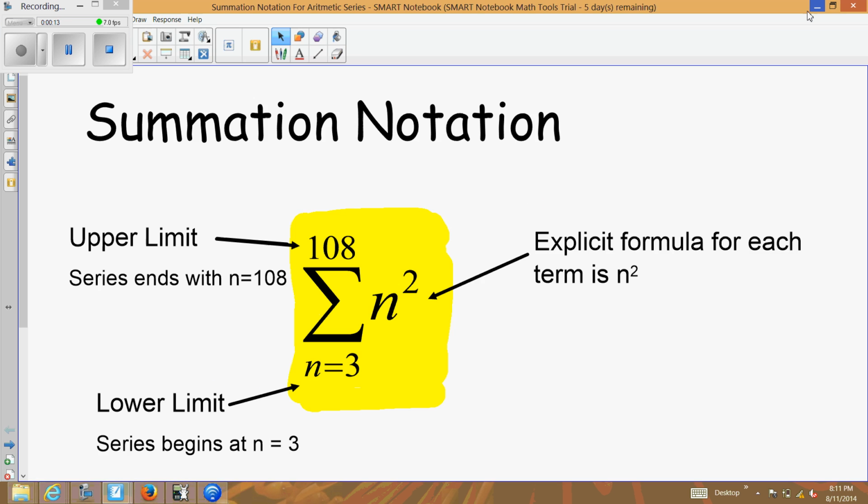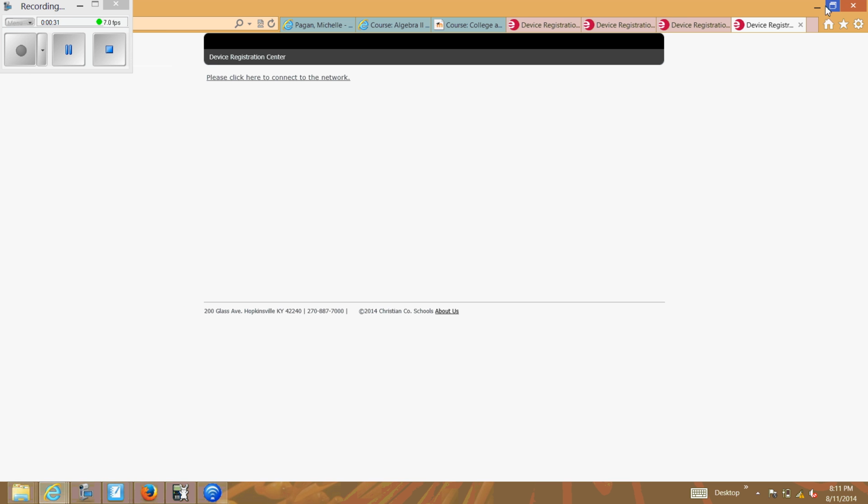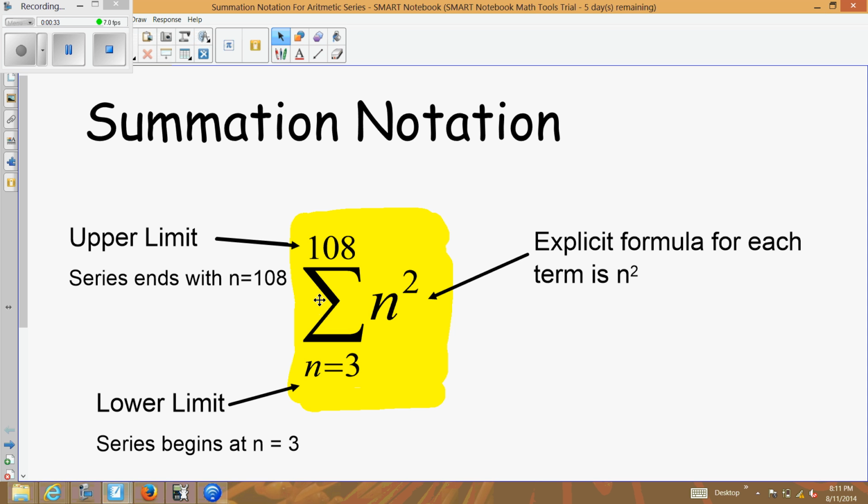The lower limit where your series begins is at n equals 3. Okay, so your series begins at n equals 3. So you'll start at the third term, and you put 3 in for n. 3 squared is 9. Okay, but you keep on going to 4, 5, 6, 7, 8, substituting it in and adding it up until you get to the upper limit, which is this 108. So you go from 3 all the way to 108, and you're adding because summation means to add.